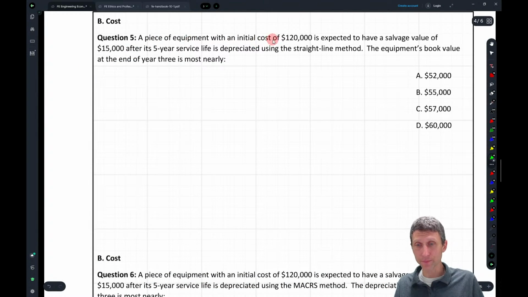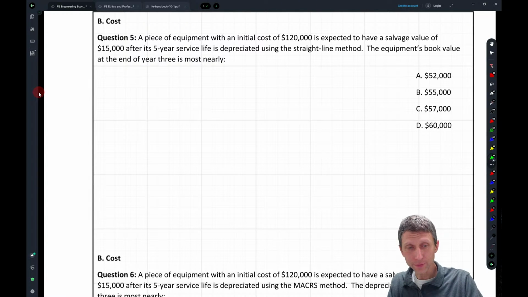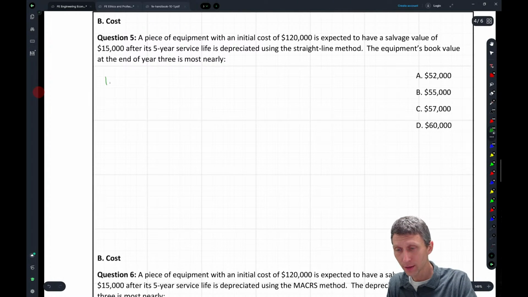We have a piece of equipment, initial cost $120,000, expected to have a salvage value of $15,000 after its 5-year service life. It's depreciated using the straight line method, and the equipment's book value at the end of year 3 is most nearly what? Well, first we have to find the annual depreciation.